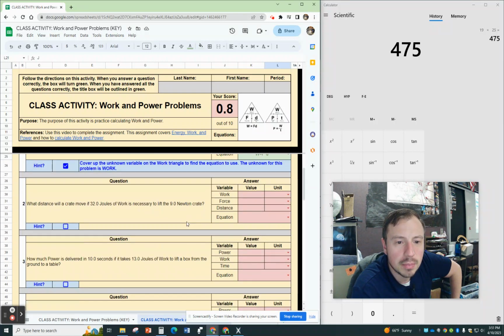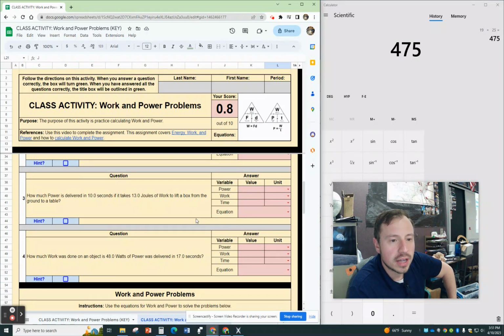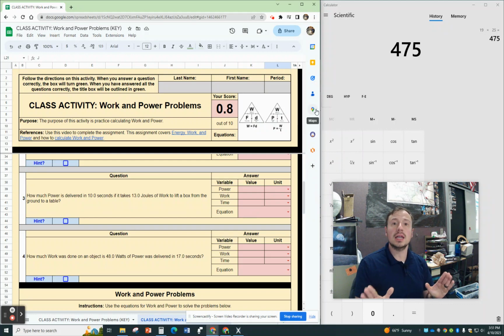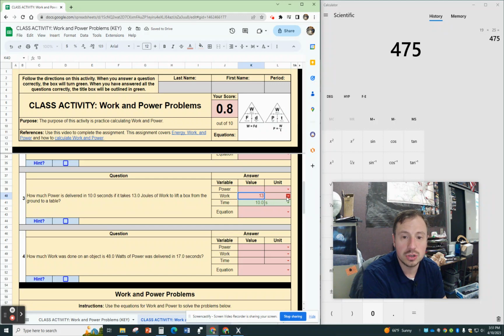So I'm going to skip down to number 3 because this is work and power. So let's take a look at number 3. How much power is delivered in 10 seconds if it takes 13 joules of work to lift a box from the ground to the table? So let's just plug in what we know already. So we have time is 10 seconds. All right, that is good. We have 10 seconds. 13 joules of work. So I got 13 joules of work. There we go. Now, what this is asking me for is how much power.